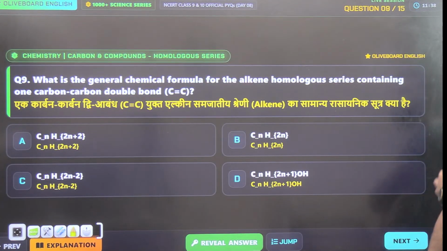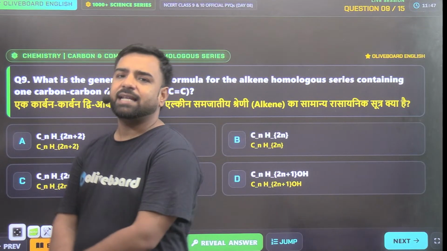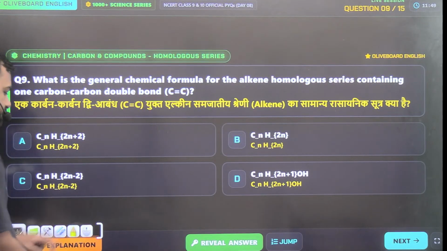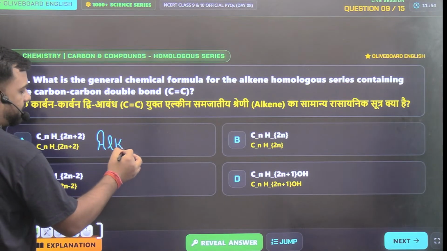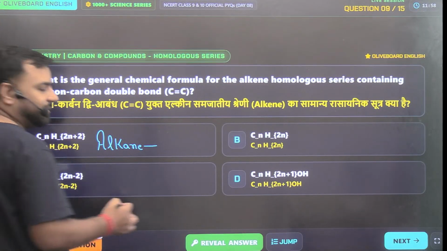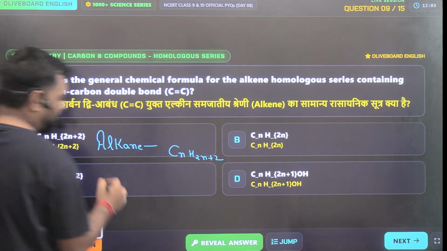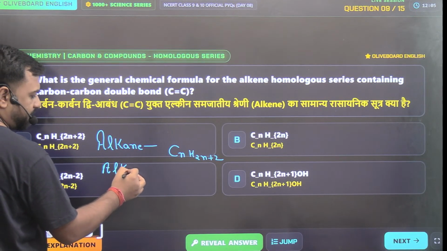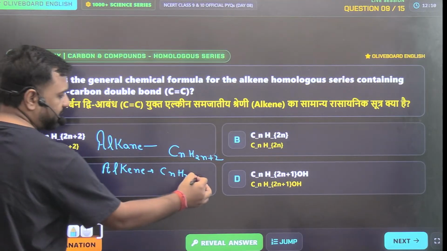Next one is, what is the general chemical formula for the alkene homologous series containing one carbon double bond? So guys, in the case of hydrocarbons, we know there are alkanes, alkenes and alkynes. Alkanes are the ones with the single bond, right? And what is the general formula? The general formula is CnH2n+2. Then we have alkene. Here we have the general formula CnH2n, right? That's with the double bond.